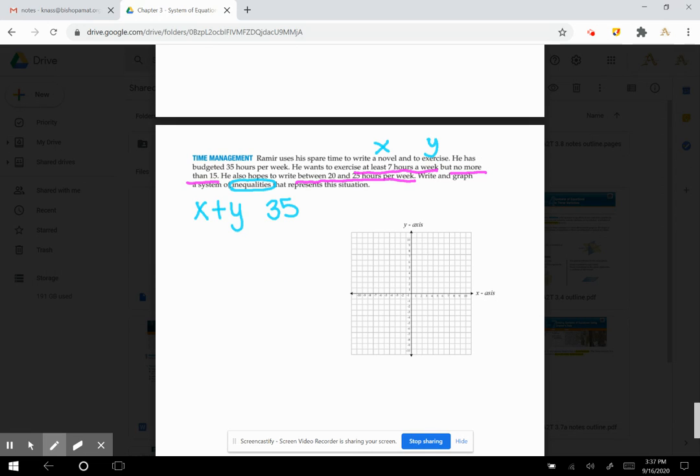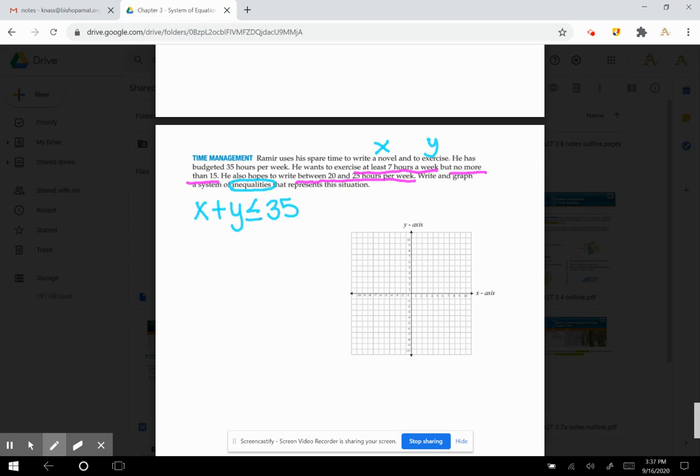So can he work more than 35 hours? He has budgeted 35 hours. So again, you want to always ask yourself, can I work more than 35 hours? In this statement, no. Can you work less? Yes. So this is less than or equal to.